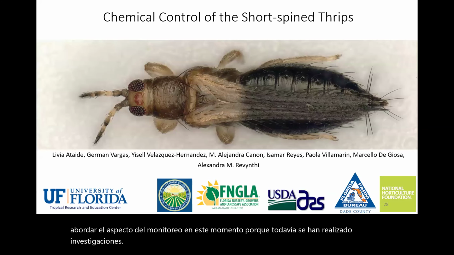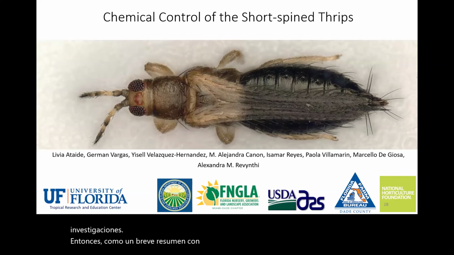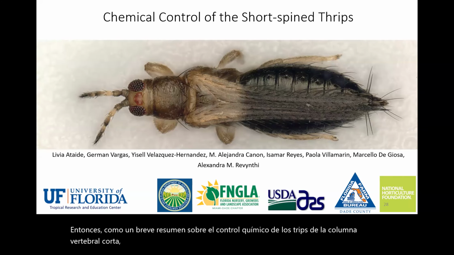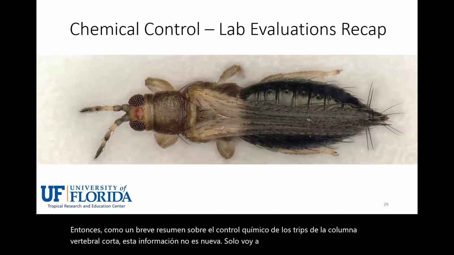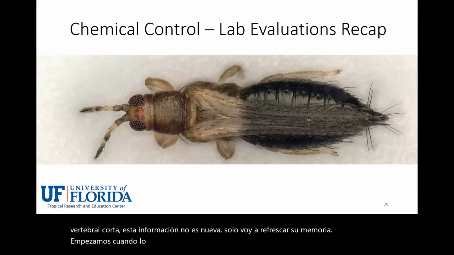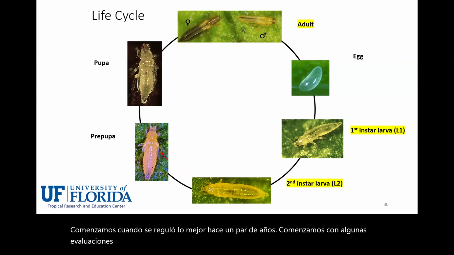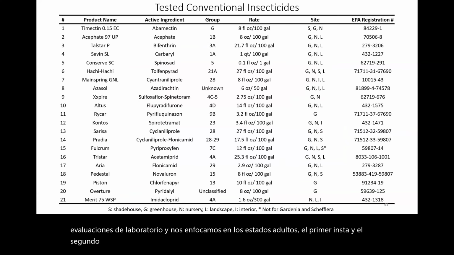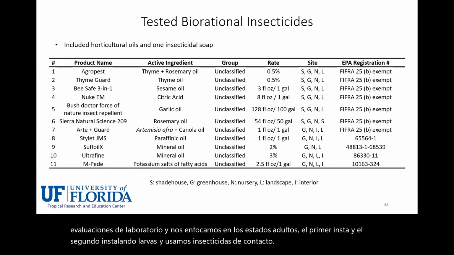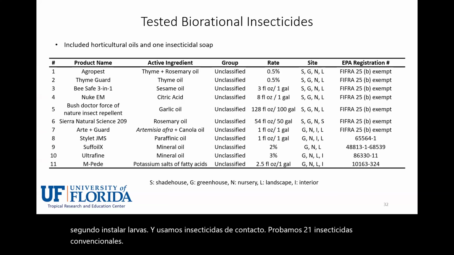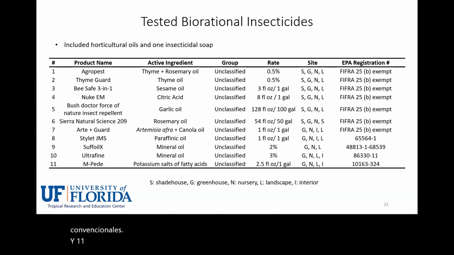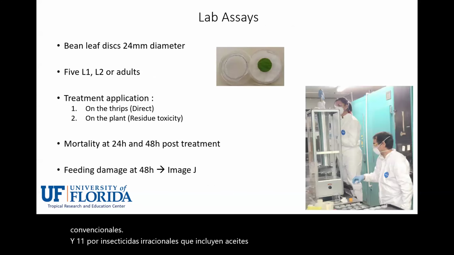So, as a short recap regarding chemical control of the short spine thrips, this information is not new. I'm just going to refresh your memory. We started when the pest was regulated a couple of years ago. We started with some lab evaluations, and we targeted the adult stage, the first instar and the second instar larvae, and we used contact insecticides. We tested 21 conventional insecticides and 11 biorational insecticides that include horticultural oils and insecticidal soap.